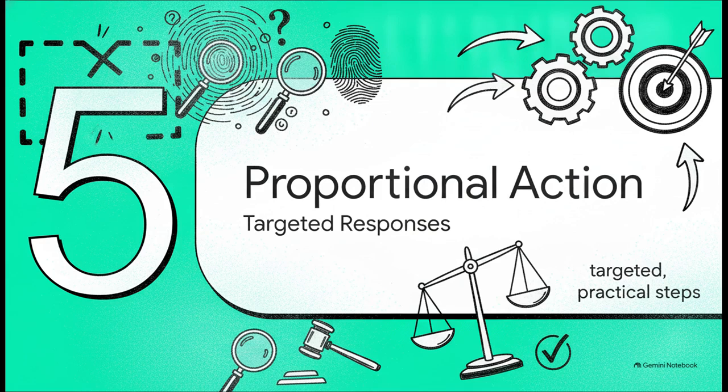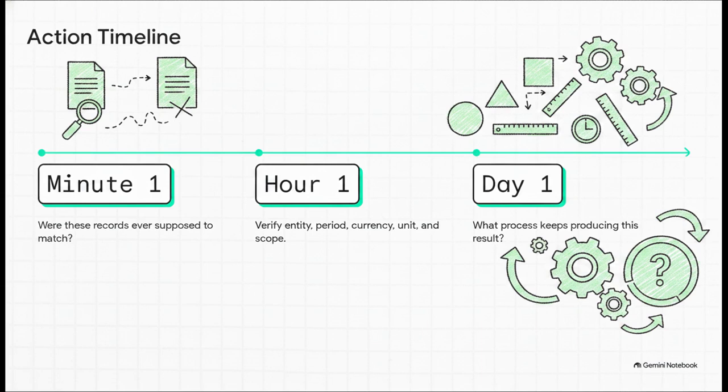Finally, Section 5, limits and practical actions, because we have to recognize the limits of our findings and actually apply targeted practical steps. So what do you actually do? The next time you encounter a discrepancy, apply this exact timeline. Minute 1. Ask yourself, did these records actually share an intended match? Stop assuming they did. Hour 1. Are the underlying variables properly normalized? And by day 1, if that pattern persists, you shift your question from "was there an error" to "what systemic process is actively producing this specific result?"